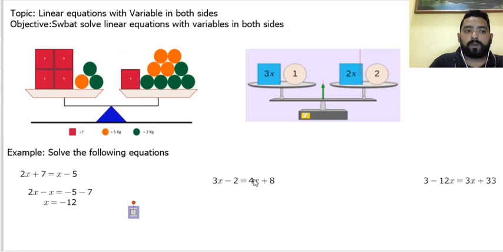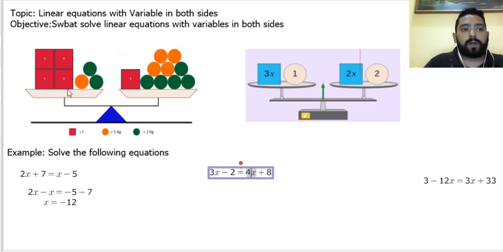Now in the second one, we are going to use basically the same procedure. Remember, first you need to arrange variables and constants. So you have to identify what terms with variables you have. For example, you have 3x and we have 4x. So we are going to arrange them on one side. In this case, I'm going to use the left side of the equal sign.